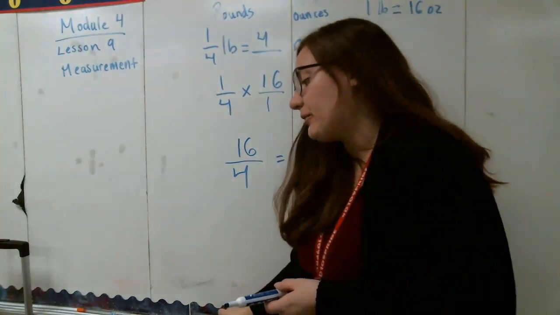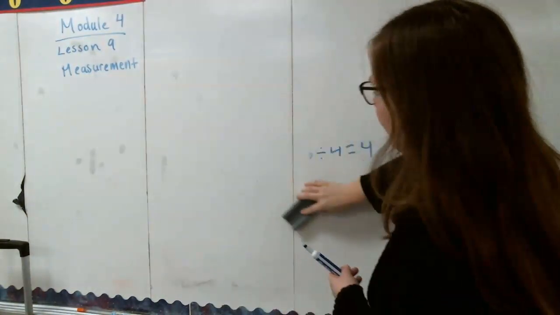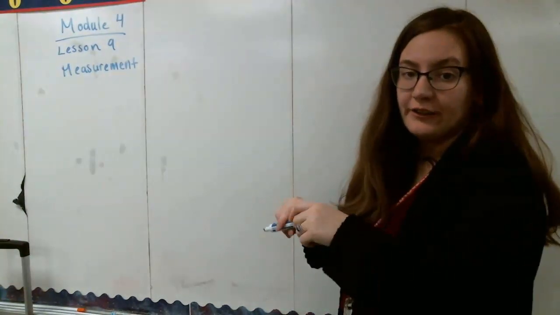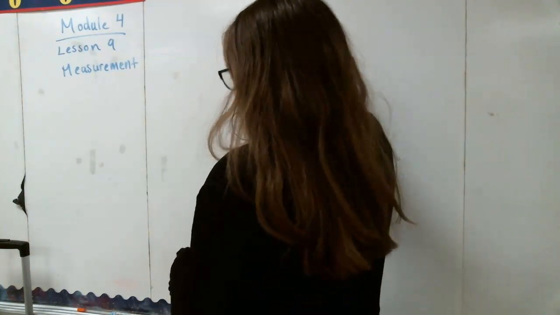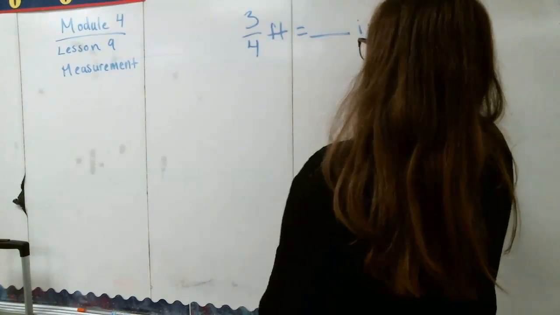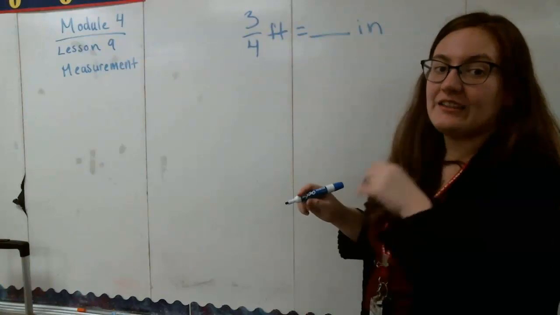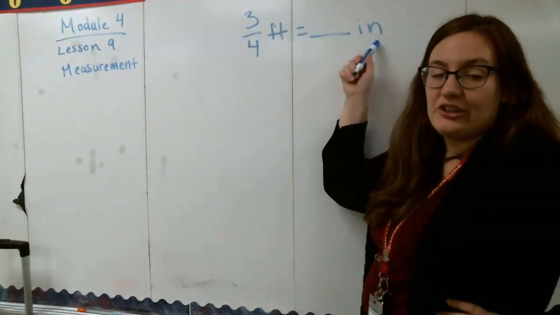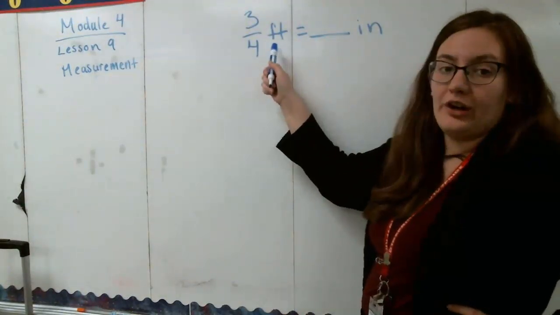So let's try this again with another problem real fast. We're going to erase this, and you should also have a little conversion sheet so you can see what all the different conversions are. So we have 3/4 feet equals blank inches. My first step before I get started is I need to figure out, if I'm going from feet to inches, how many inches are in one whole unit. So how many inches are in 1 foot?